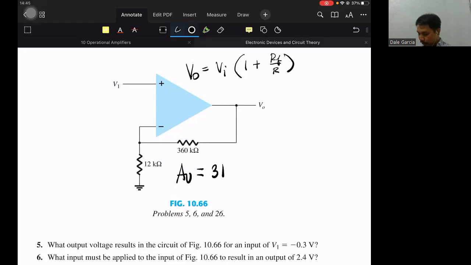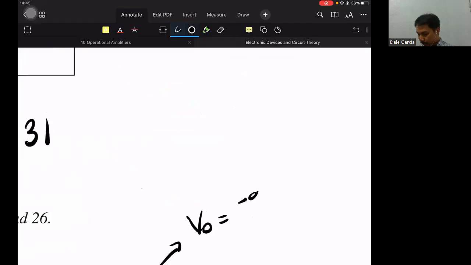So the question is, what output voltage results in the circuit figure for an input of negative 0.3 volts. So given the input, just multiply. 0.3 times 31. Negative. Okay, non-inverting, so the output is negative 9.3 volts.